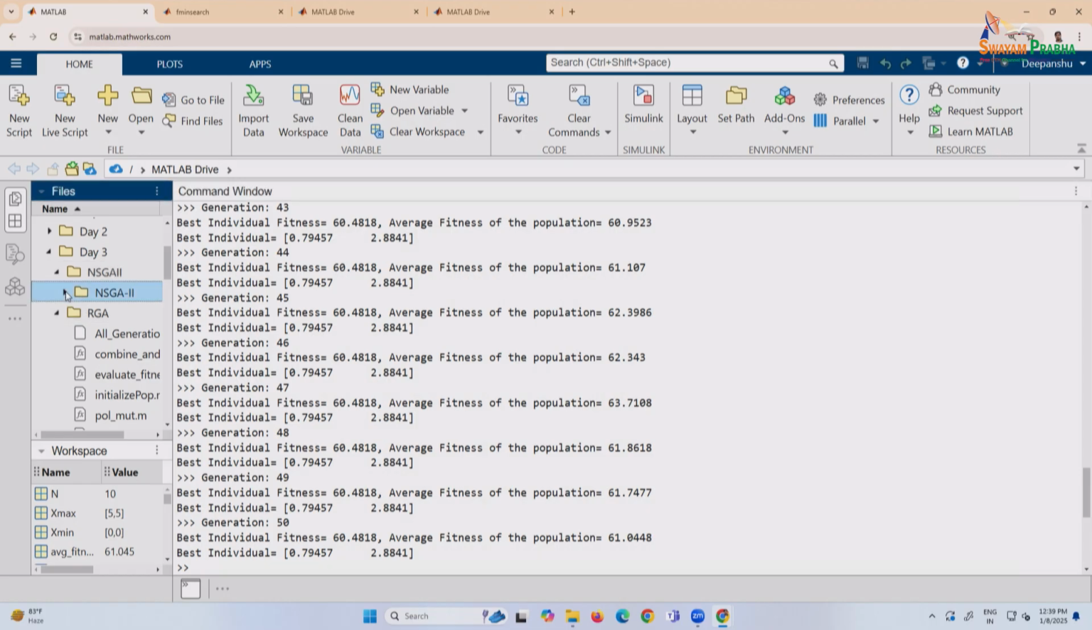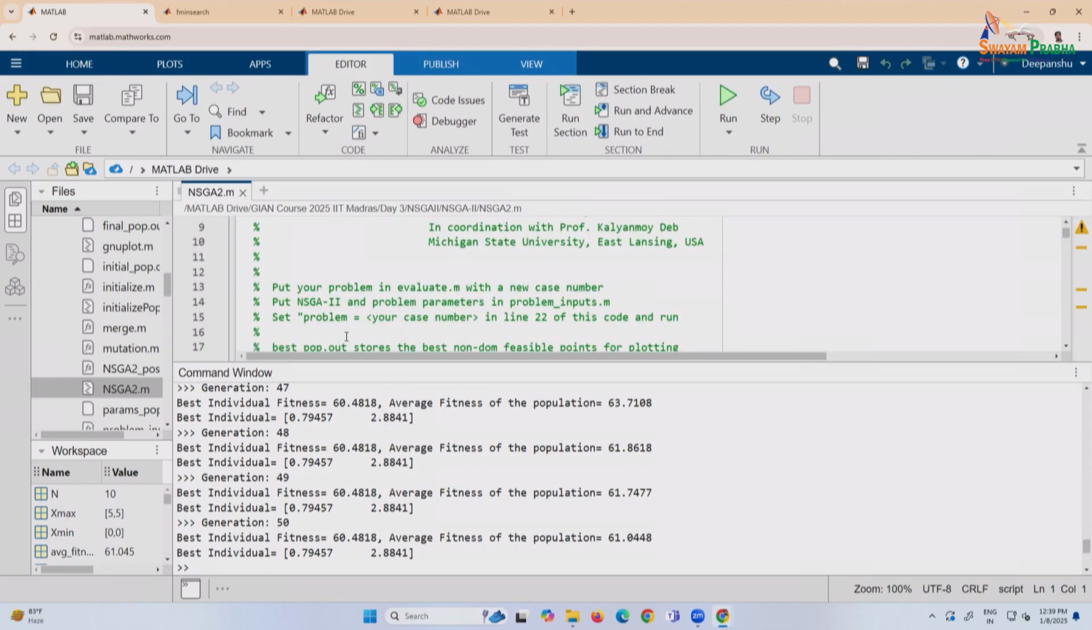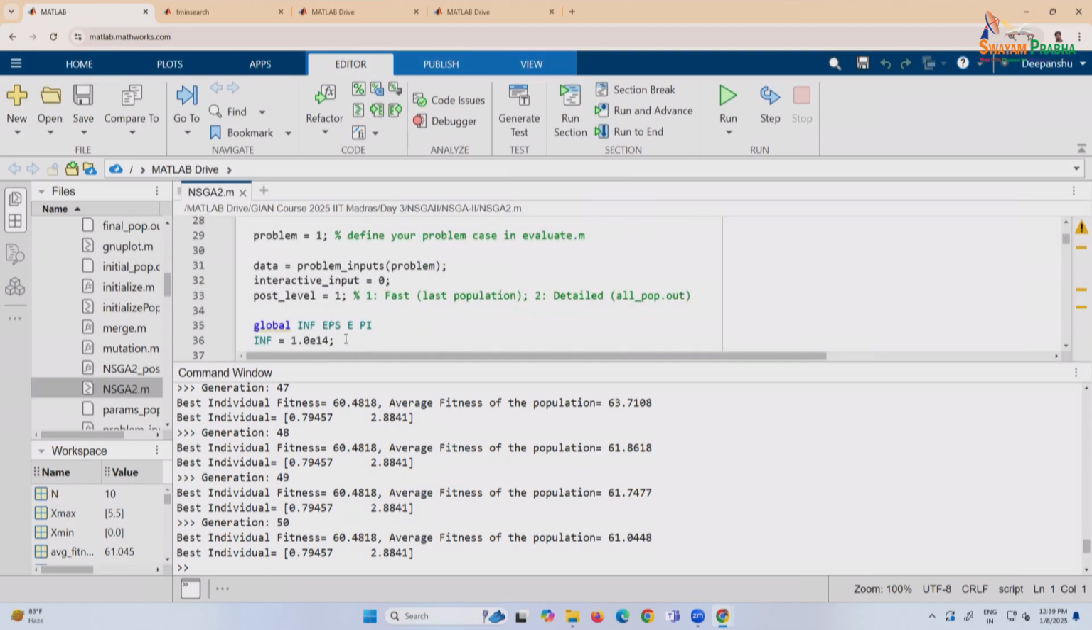Now going to NSGA2, first I am going to load NSGA2.m. Okay, so here is the code, but we don't have to change anything here. Here we don't have a set param or something like that, but we put the problem description again here. So we will see where the function is.